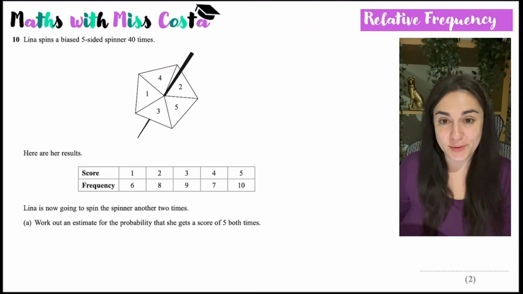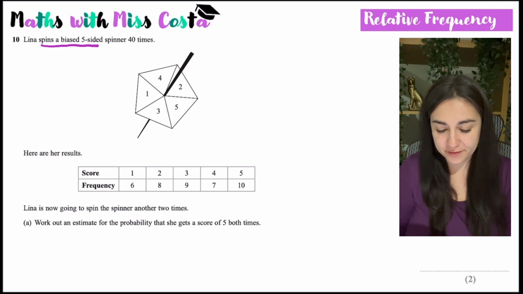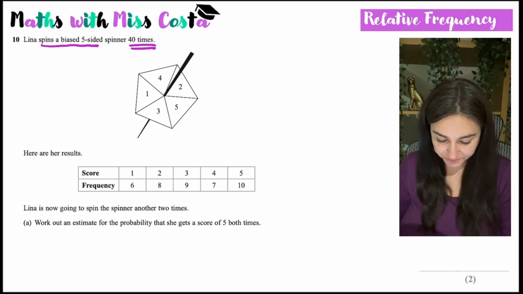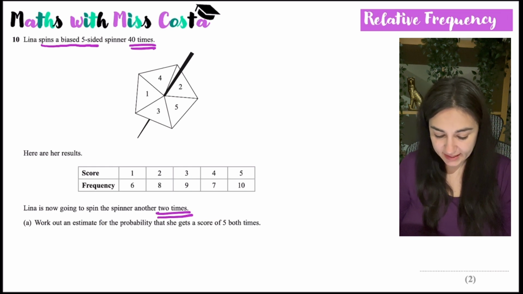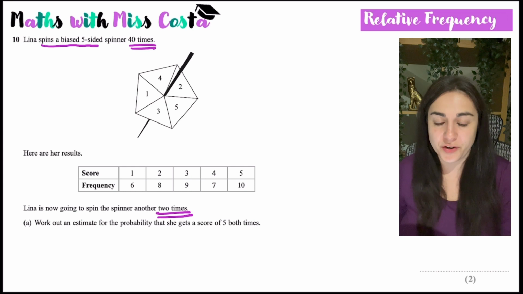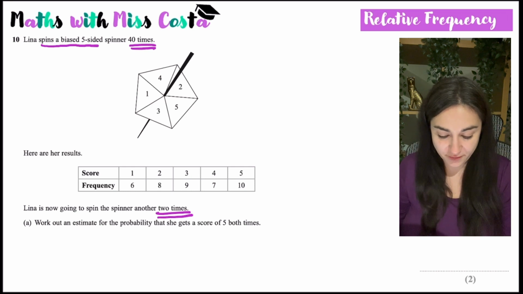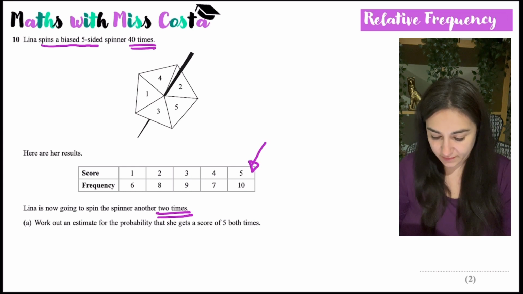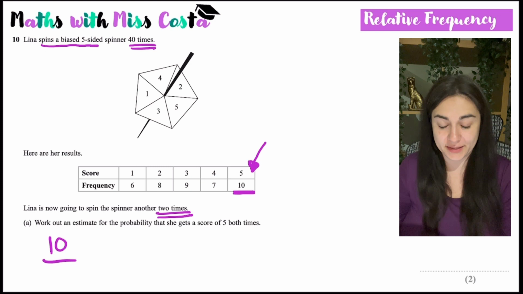Okay, so in this question, I'm told that Lena spins a biased 5-sided spinner 40 times, and here are her results. Lena is going to now spin the spinner another 2 times, and I need to work out an estimate for the probability that she gets a score of 5 both times. So the first thing I want to do is work out what the probability of getting a 5 is. So the probability of getting a 5 is 10 out of the total number of times that it was spun, which is 40.